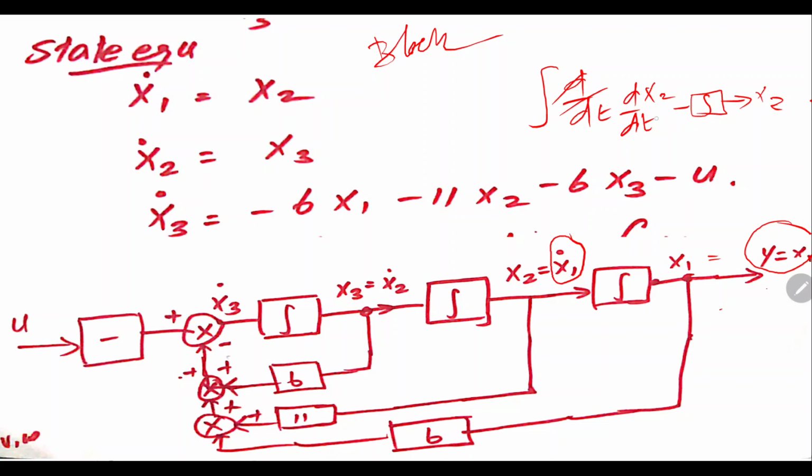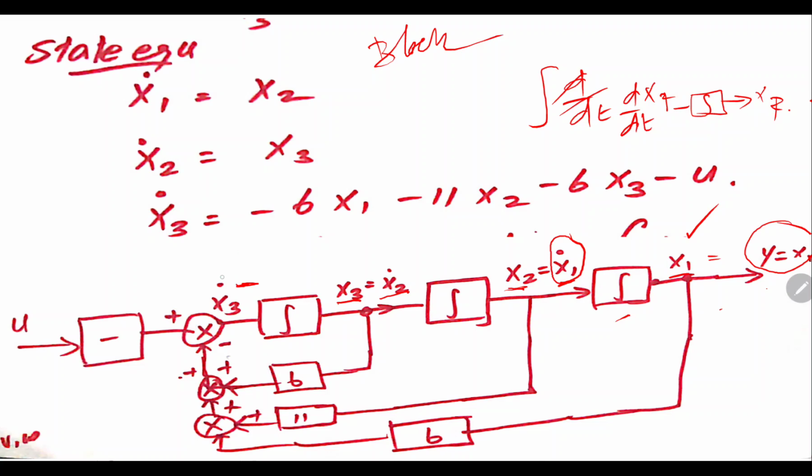Okay, so if it is x1, then I will get x1. So I have x1 dot passed via an integrator, I will get x1. Similarly, here it is x2, so prior to the integrator, I will get x2 dot. Similarly, when we are passing x3 dot via an integrator, I will get x3. So the first link is over.